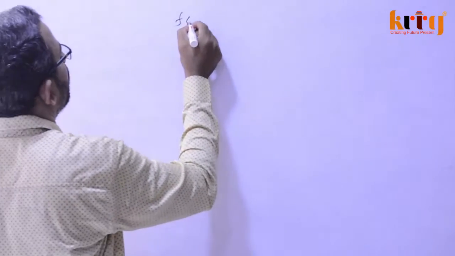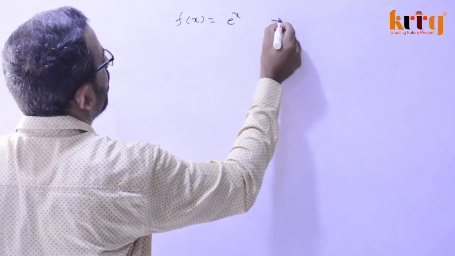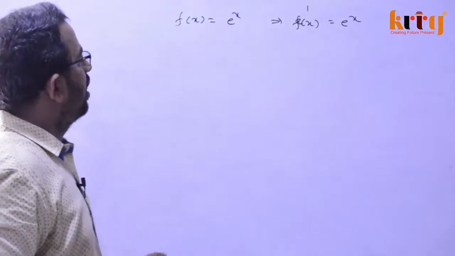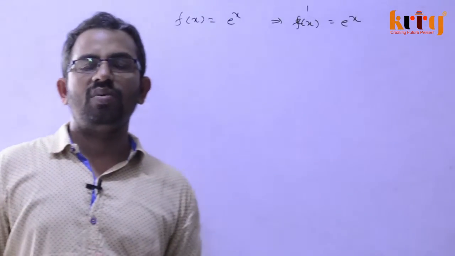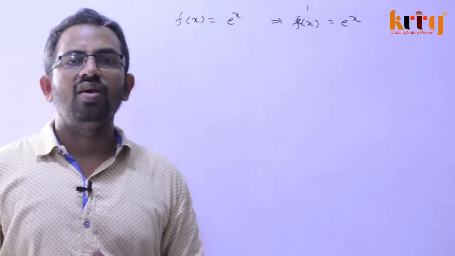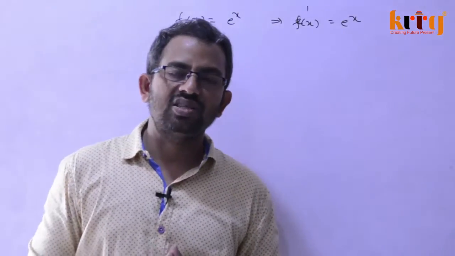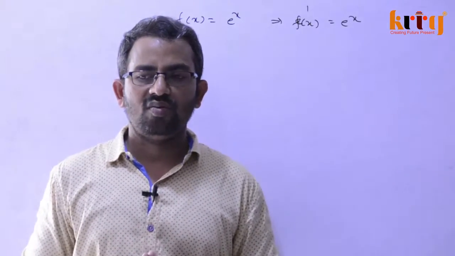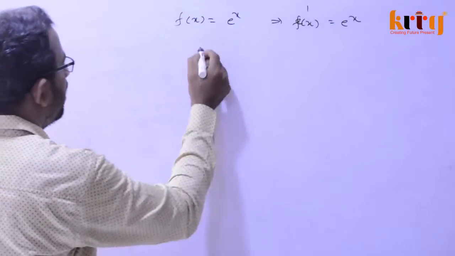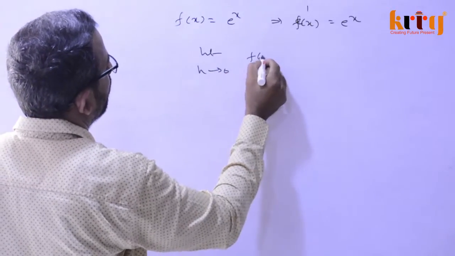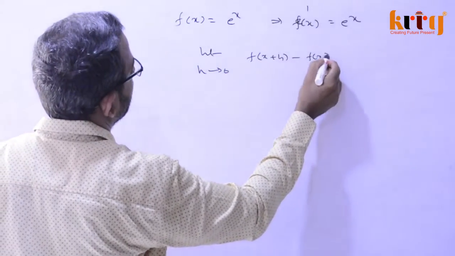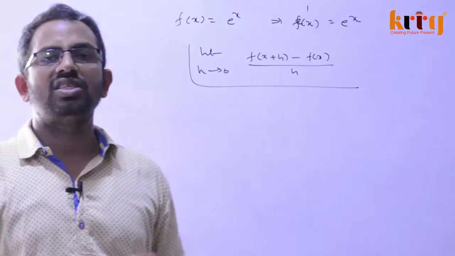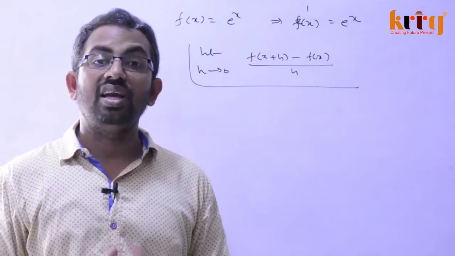Right. We know f of x is e power x, and its differentiation also remains the same. But in general, if you want to find the differentiation of any given function, we can find it by using first principle. What does first principle say? Limit h tends to 0, f of x plus h minus f of x by h is nothing but first principle. By using this first principle method, you can find the differentiation of any function.